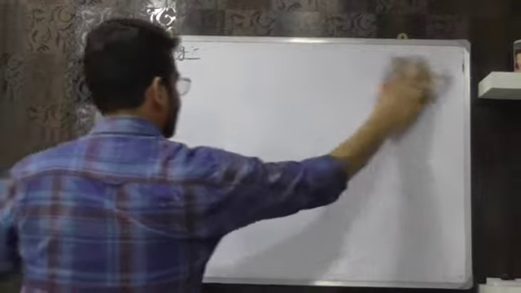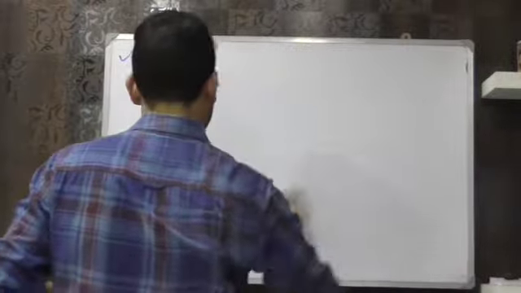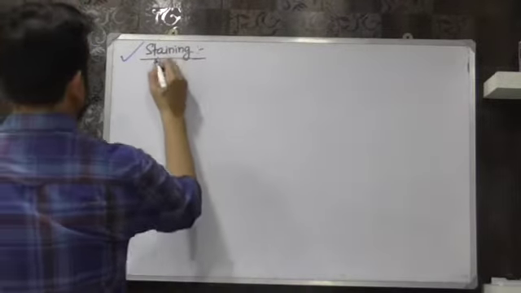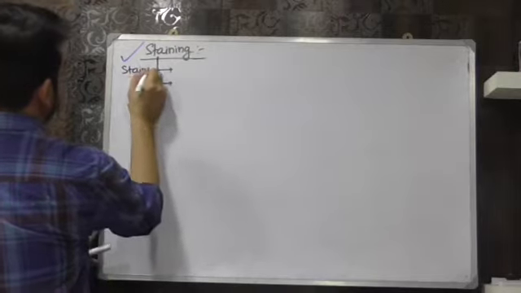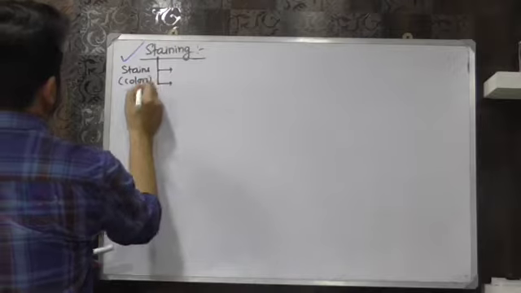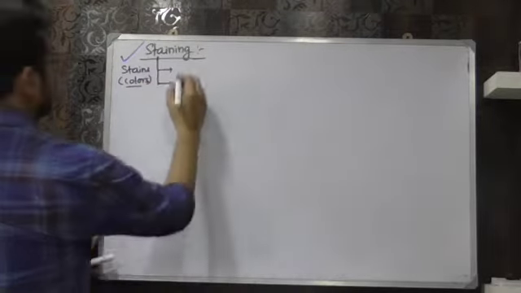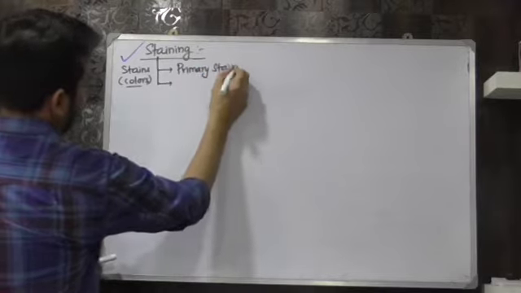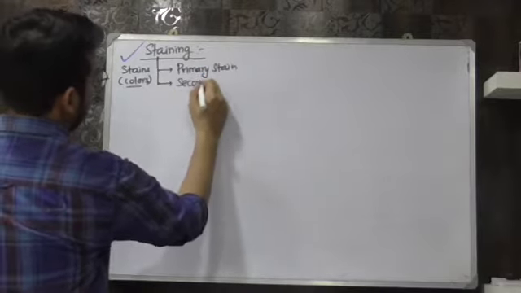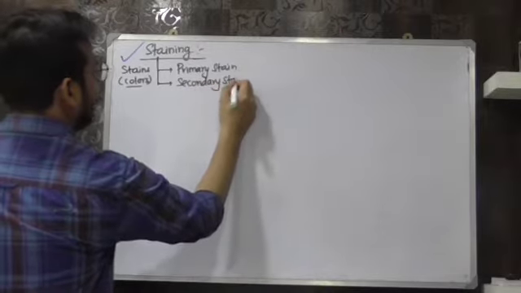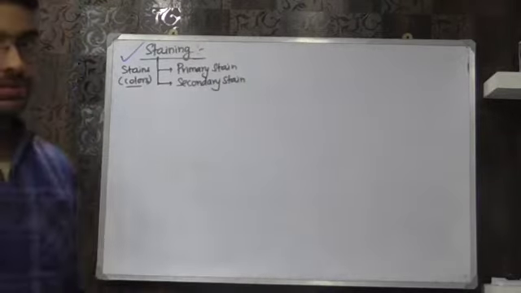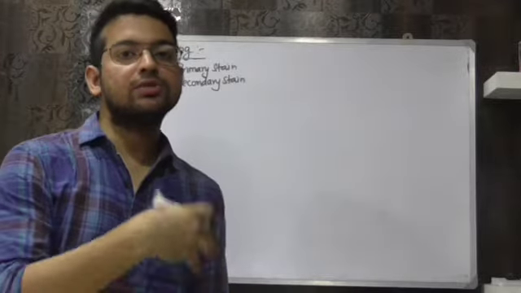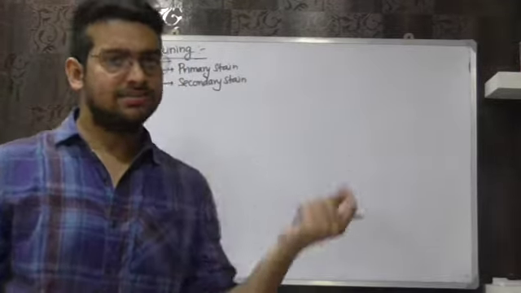Now we'll talk about the exact process by which we can determine whether a bacteria is gram positive or gram negative. I will need two stains. Stain literally means colors. The first color used in the process is called the primary stain, and the second color is called the secondary stain. The one used first is called primary, the one used later is called secondary.